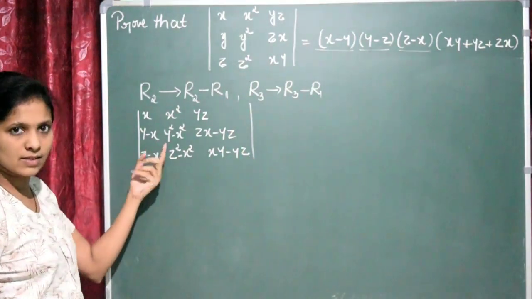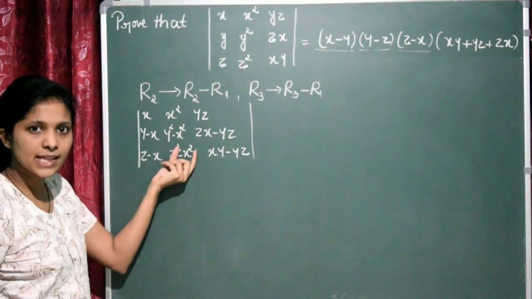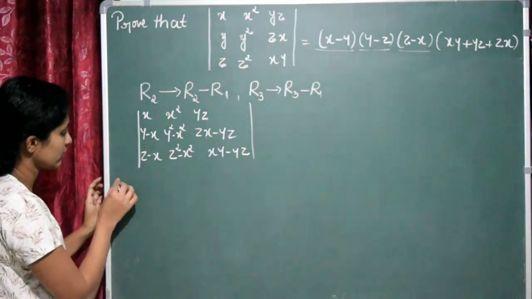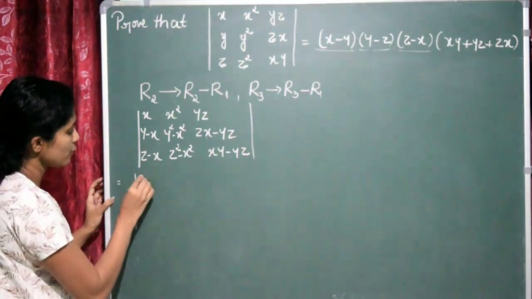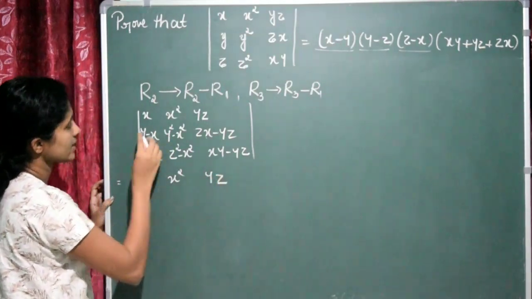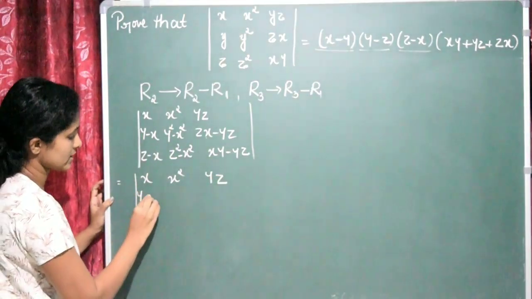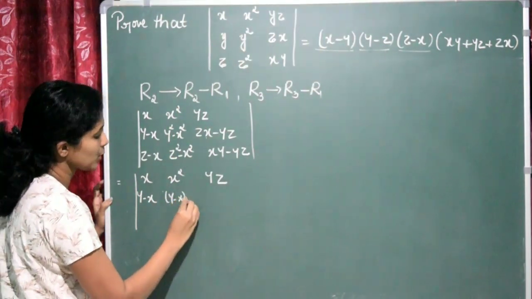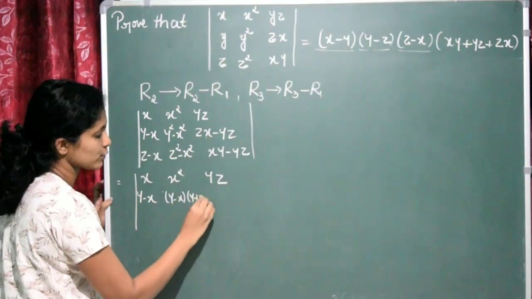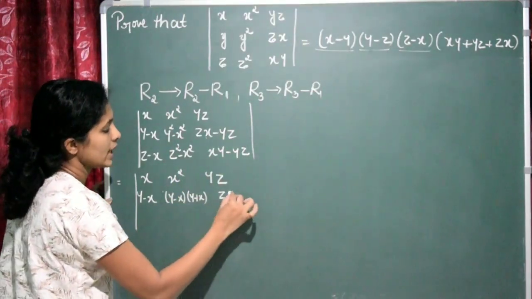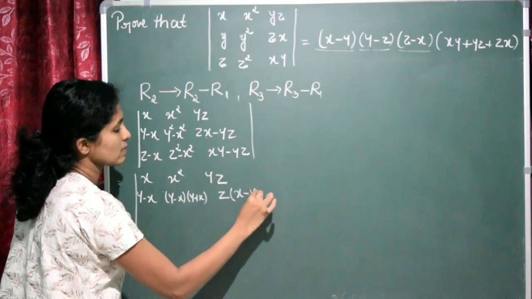Here y minus x is there. This can be written as y plus x into y minus x. Here also you can take z common, right? So we'll do that one. So this is equal to the determinant of x square and yz, and as it is, y minus x. This can be written as y minus x into y plus x, right? It's of the form a square minus b square. Here we can take z common. If I take z common, remaining is x minus y.